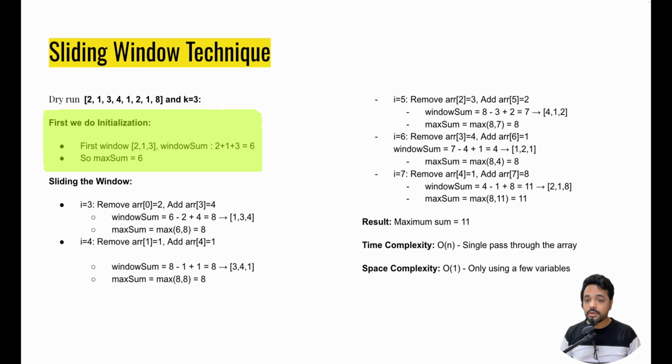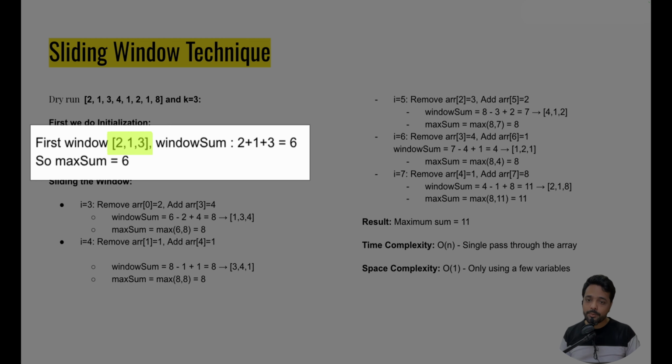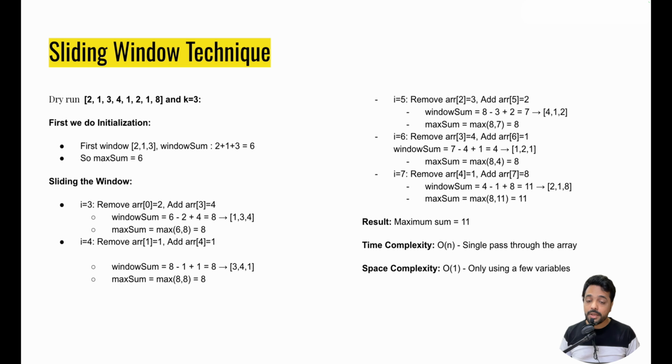So let's start by calculating our very first window of size 3. Window is 2 1 3 and positions are 0 1 2. Window sum is 2 plus 1 plus 3, which is 6. Maximum sum is 6. This is our best so far. Think of this as placing our window frame over the first 3 elements.